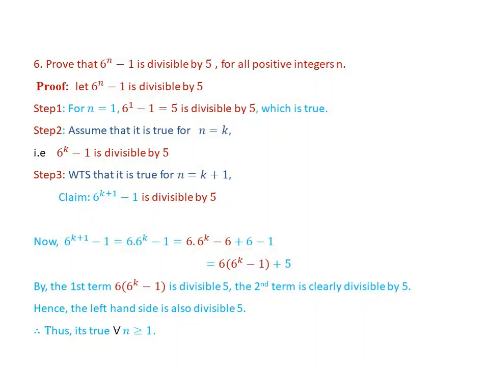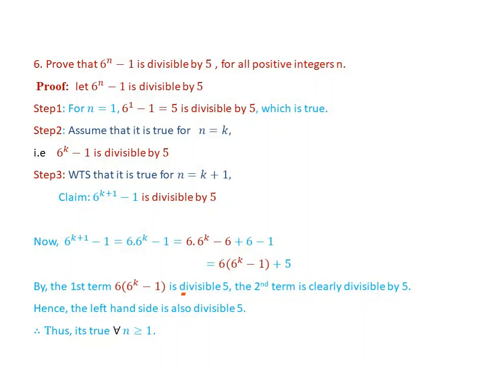Now we have a common factor 6. Taking 6 out from the part written in red, we get 6 into 6 to the power of k minus 1, and the other part is plus 6 minus 1, which is 5. Now by the first term, that means 6 into 6 to the power of k minus 1, by using the assumption, it is divisible by 5. 6 into 6 to the power of k minus 1 is divisible by 5 by the assumption. From step 2, since 6 to the power of k minus 1 is divisible by 5, when multiplied by 6 it is also divisible by 5.